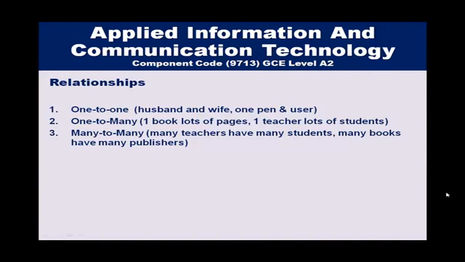Now you can see the relationship. We have basically some types of relationships. That is one to one, that is the first one, basically husband and wife, one pen and a user. One to many relations, that is one book, lots of pages, and one teacher, lots of students. Then many to many, that means many teachers have many students, or many books have many publishers, or many books have many pages. So these are the relationship types.